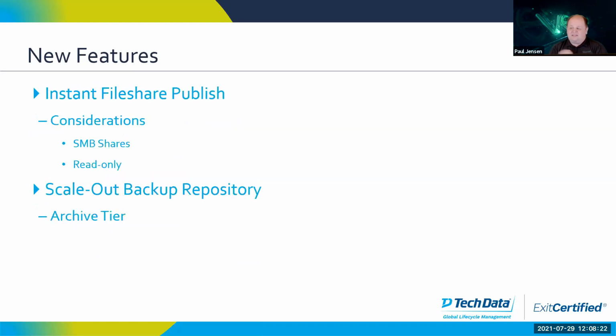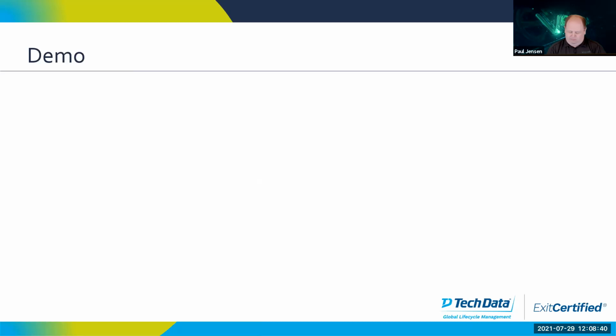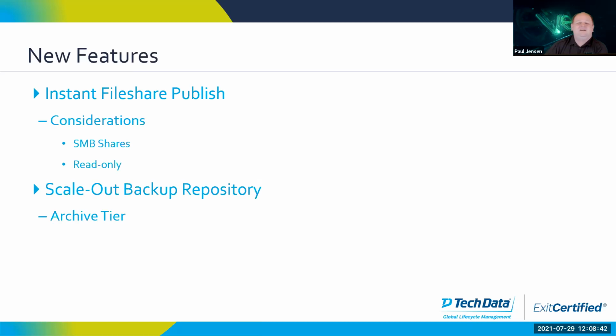Okay. The instant file share publish. So backup NAS was new in V10, a really neat feature, the ability to back up those NAS devices. With V11, Veeam was able to come up with a function very similar to instant VM recovery, instant database recovery, and instant disk recovery. We now can do instant file share publish. Now this is a little different. I'll show you how this works, where this is. This is a little different than instant VM recovery or even instant database recovery.